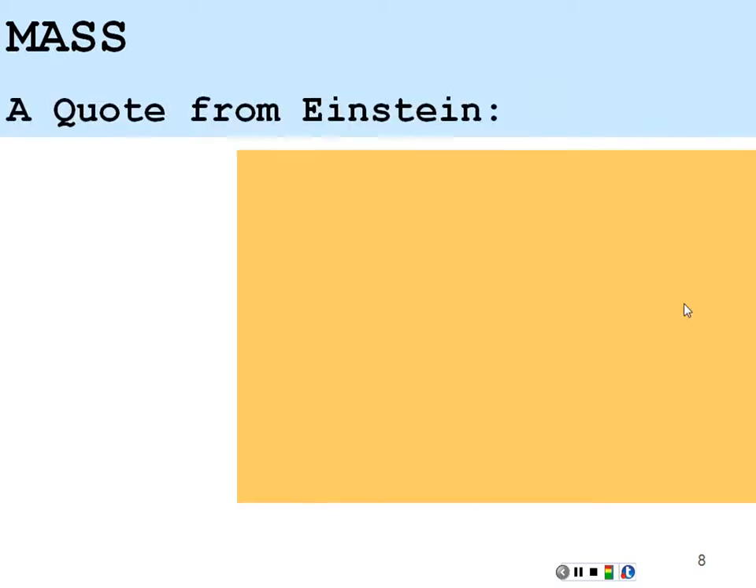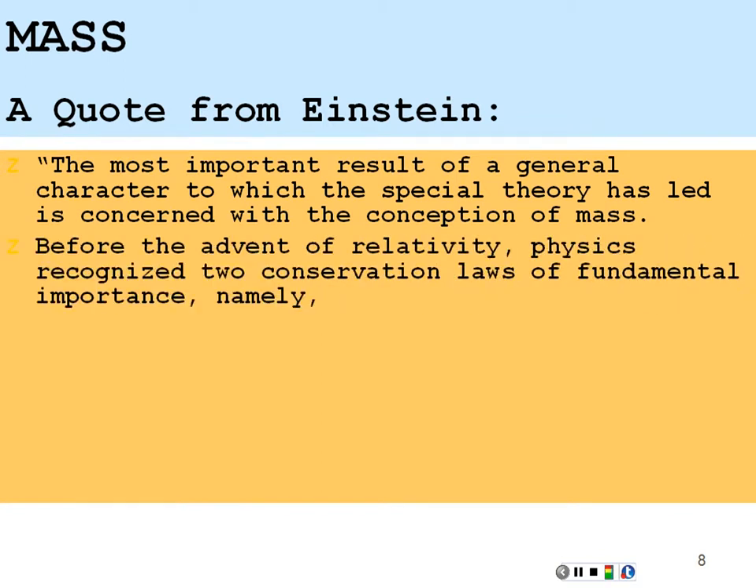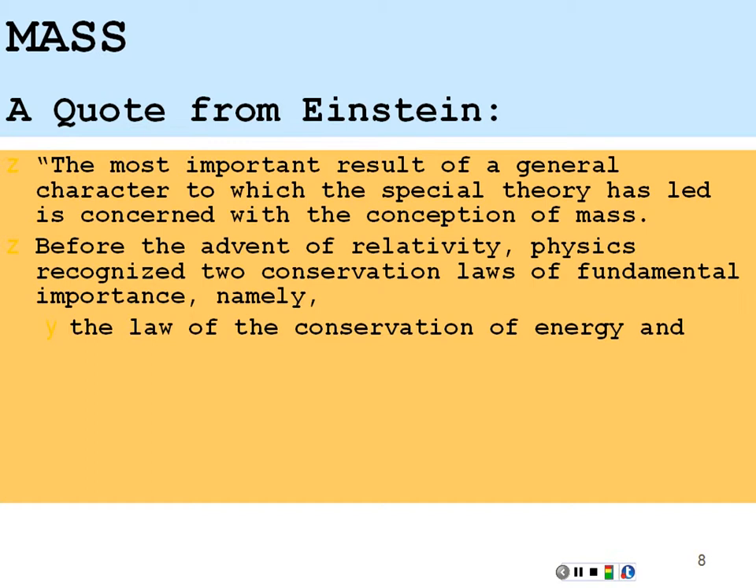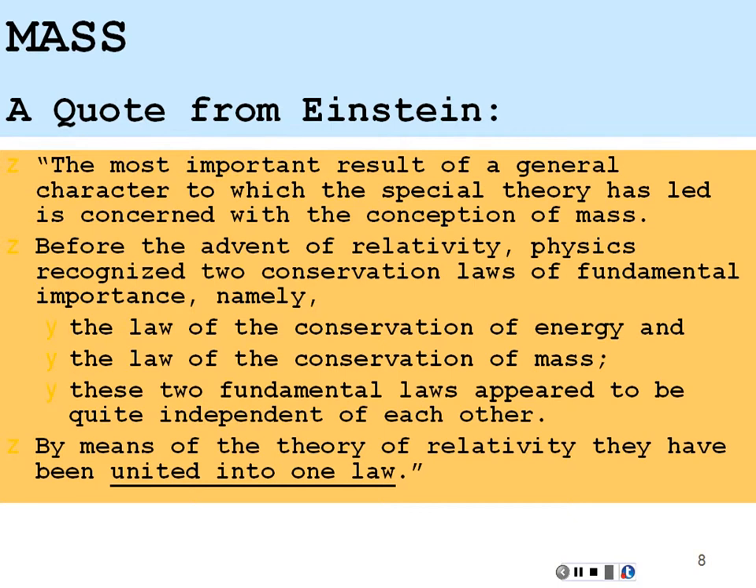Here's another quote from Einstein. "The most important result of a general character to which the special theory of relativity has led is concerned with the conception of mass. Before the advent of relativity, physics recognized two conservation laws of fundamental importance, namely the law of conservation of energy and the law of conservation of mass. These two fundamental laws appear to be quite independent of each other. By means of the theory of relativity, they have been united into one law."